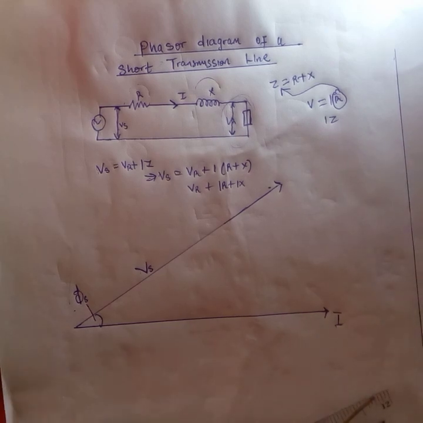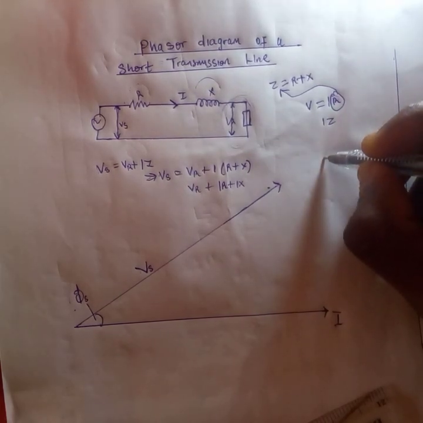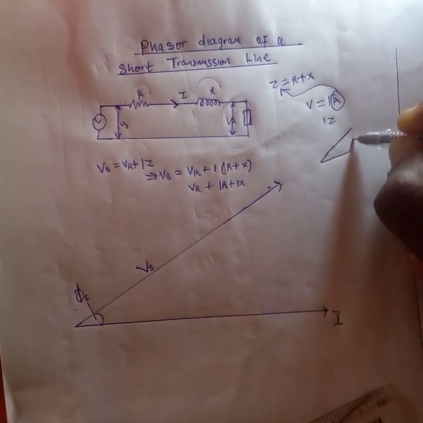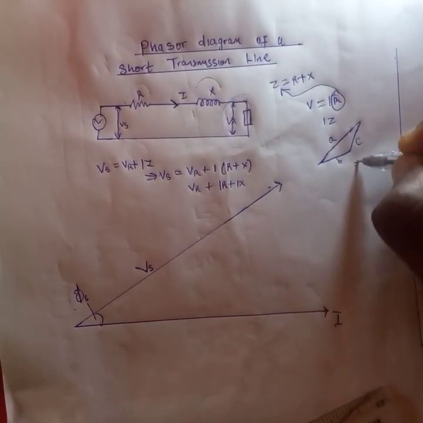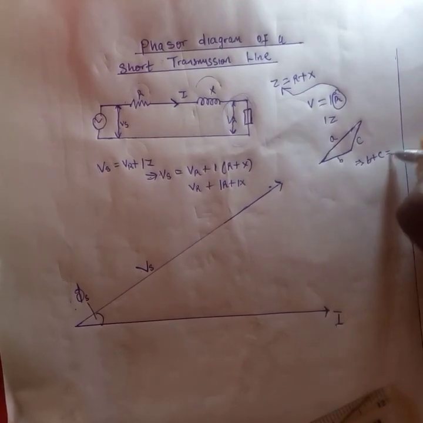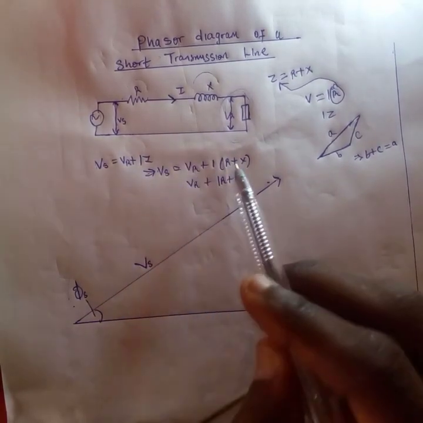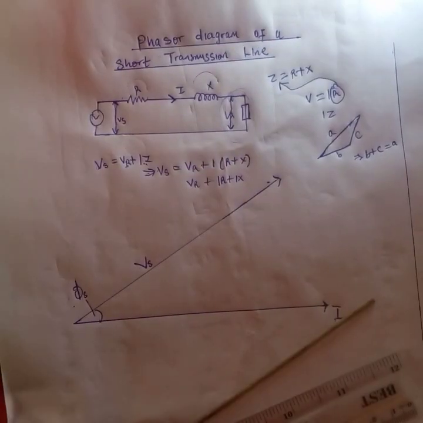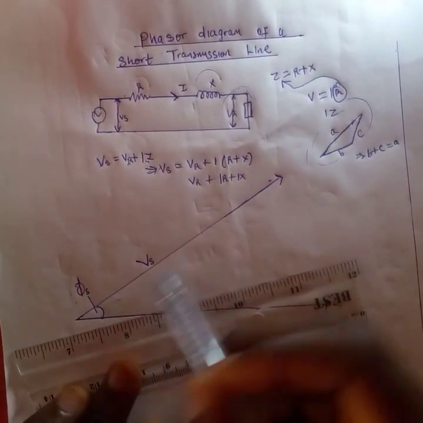We already know from vectors that according to the parallelogram law of vectors, when we have a right angle triangle, we can represent a vector like this, as we already know in our basic physics. This is A, B, and C, which implies that the sum of B and C is equal to A. Now, we already know VS is equal to VR plus IZ. So the sum of VR and IZ will be equal to VS. So let us from here draw the two components in this form that will be equal to VS.